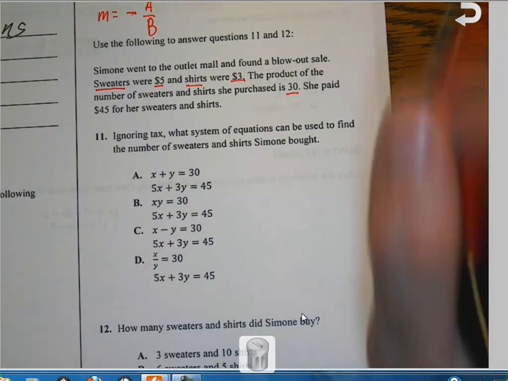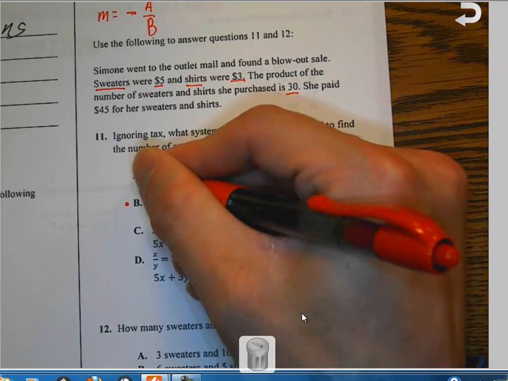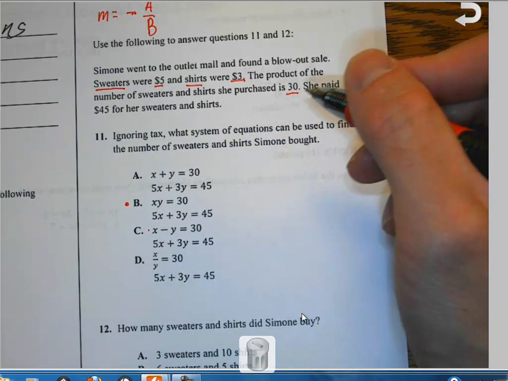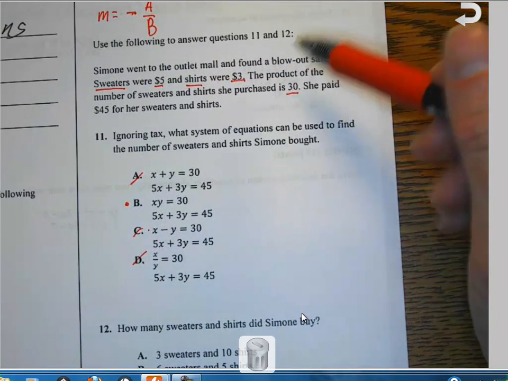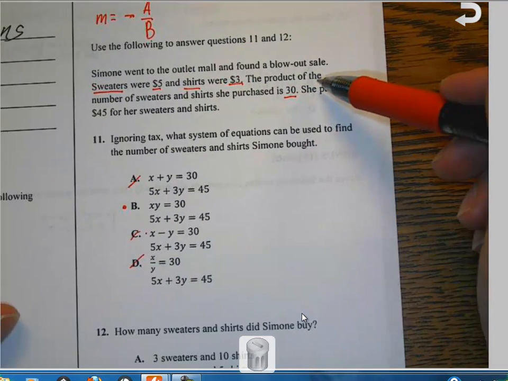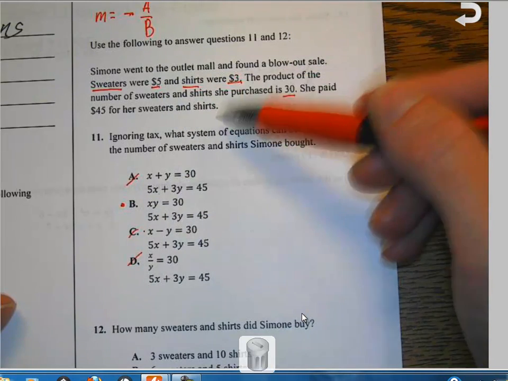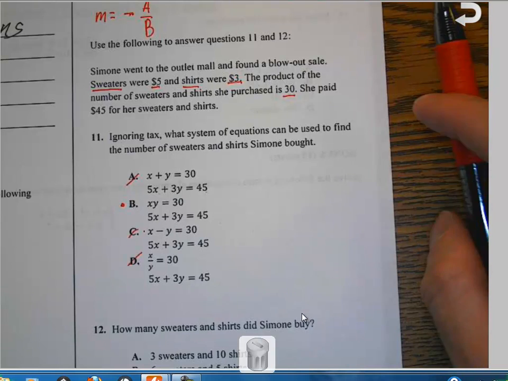Immediately, you can pretty much eliminate every other answer choice after that. Because here, there's no multiplication of X and Y, there's division of X and Y, but that doesn't help you. Now, just to make sure that we didn't jump the gun, she said that she paid $45, which is 5 times the number of shirts, 3 times the number of sweaters, and that's it. Now, the question becomes, how many shirts and sweaters did she buy?